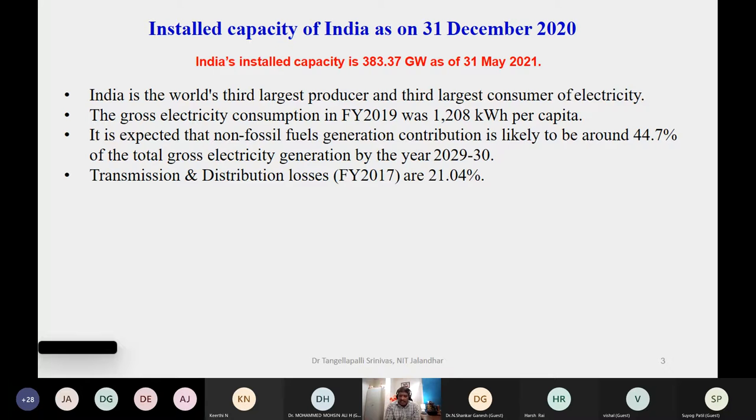And in this power generation, since it is mostly suitable for the decentralized level, there are no transmission and distribution losses. But in the current grid-based power generation, there are a lot of transmission and distribution losses. They were evaluated in 2017 at 21.04%, so more than 20% of electricity is lost due to these transmission and distribution losses.